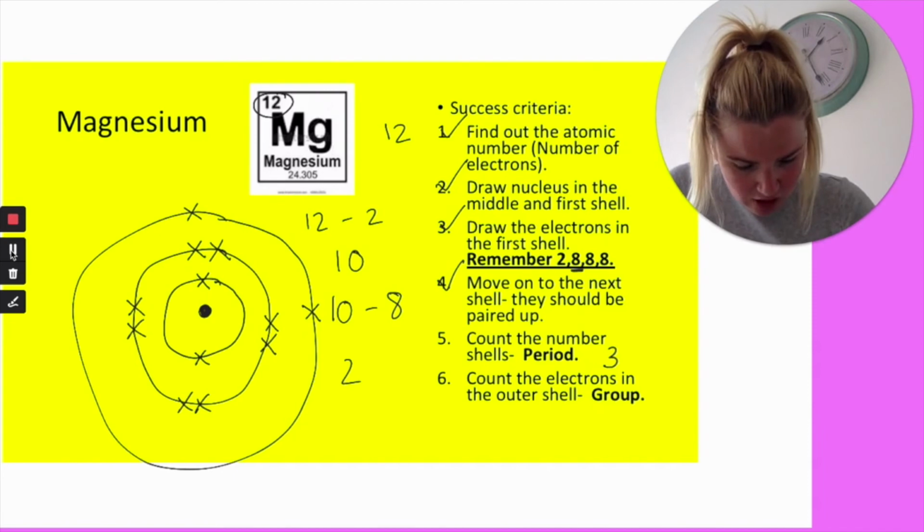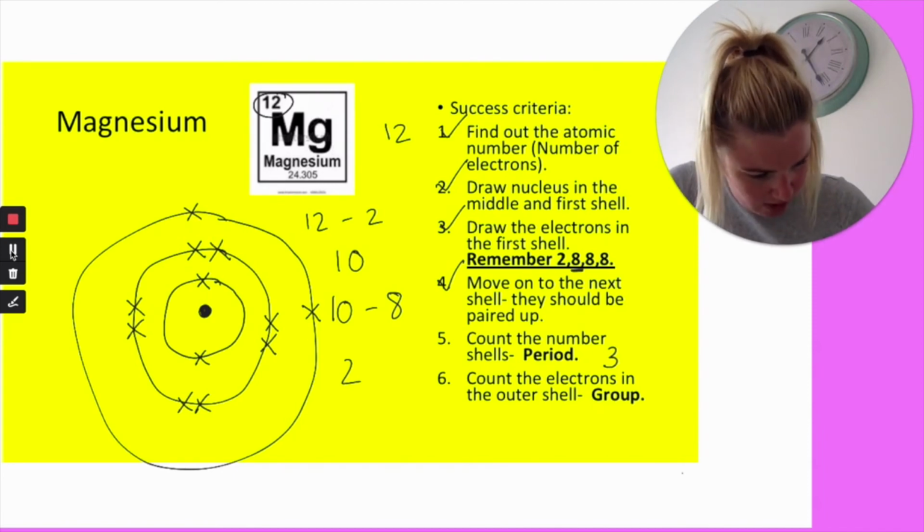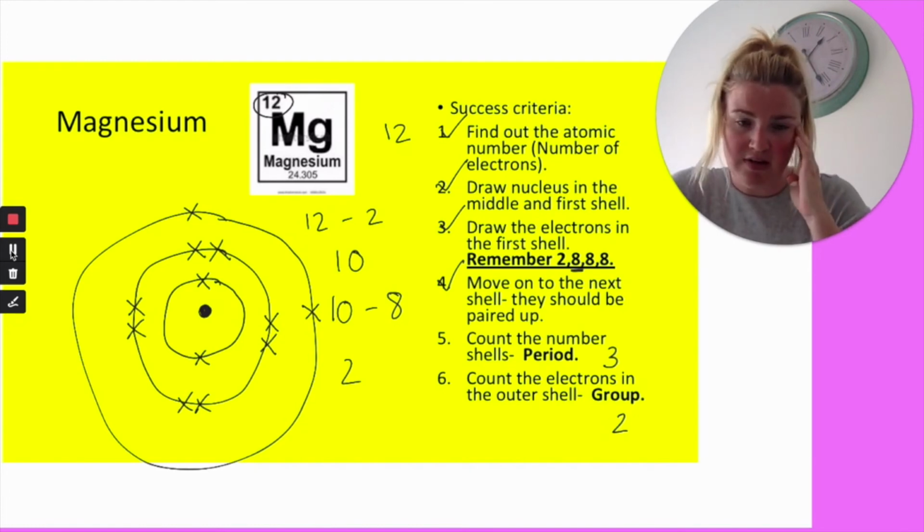Group, how many have I got in my outer shell? So I've got 1, 2 in my outer shell, so I'm going to write 2. So it's in period 3, group 2.